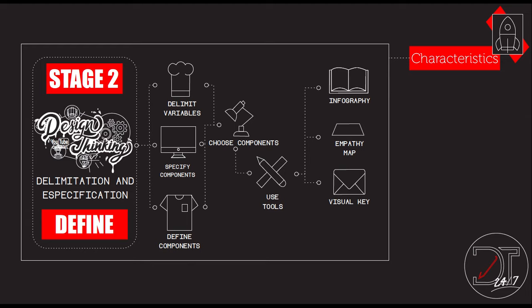Then we also have the visual key. The visual key is a tool that is quite similar to a mood board, but the good thing is that it makes you choose and group all the different components that you see and watch. So that is very nice as well. But remember, we have different tools that allow you to delimit and specify a problem. If you do that, you will have all the components to go to the next stage, because that is something very important for the development of the project that you're doing.